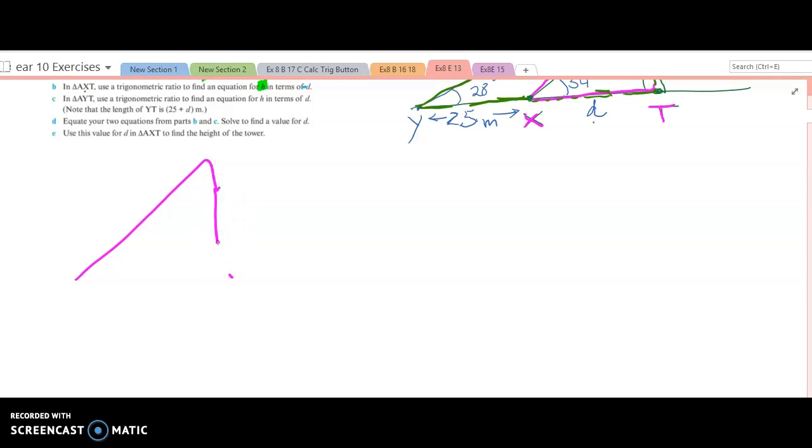Triangle AXT, assuming that the ground is flat and the tower is upright. There's your T, and there's the 54 degrees. We don't want the height in terms of D. Well, that's what we said. We don't have any other information.